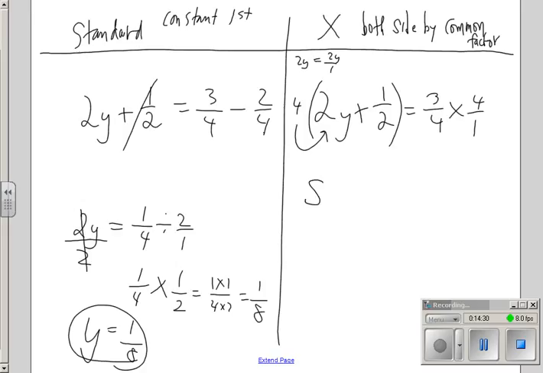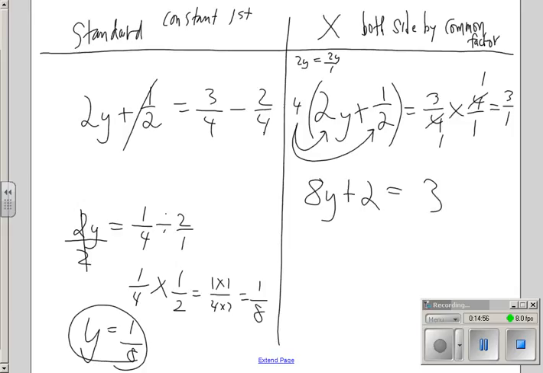2y times 4 is 8y. Aha, no fraction, even though there wasn't a fraction before. 1/2 times 4. Now, hopefully all of you can do 1/2 times 4 in your head without having to resort to paper, because if you think of what 1/2 times 4 means, it means 4 halves, which is 2. And then equals, remember I could cross reduce here. 4 over 4 is 1 over 1. That leaves me with 3 over 1, or just 3.